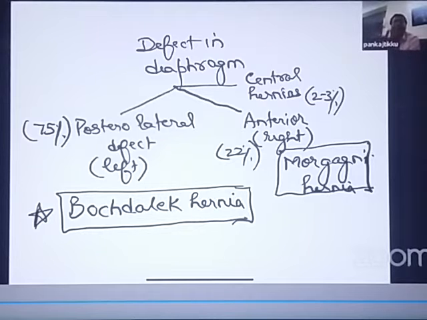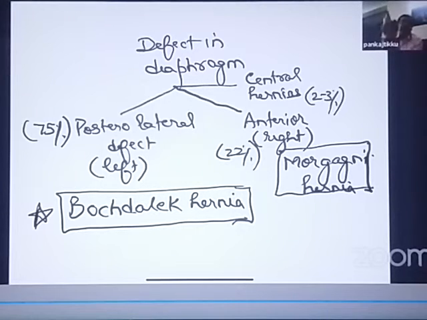So if you find a chest X-ray showing that the abdominal contents have entered into the chest cavity, and in majority of cases you are seeing it is the left lung which is getting compressed, that means the hernia is on the left side, it is more likely to be a Bochdalek hernia. On the other hand, if you see on an X-ray that the hernia is on the right side, compressing the right lung, it is more likely to be a Morgagni hernia. Morgagni hernias are usually on the right side, Bochdalek hernias are usually on the left side.